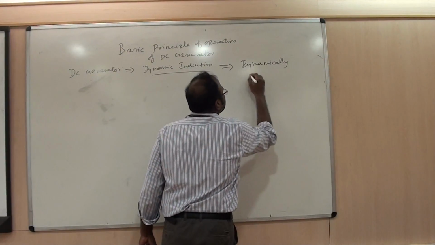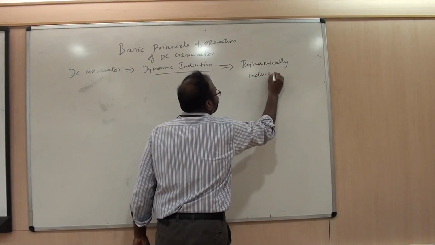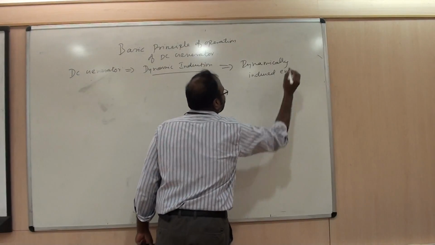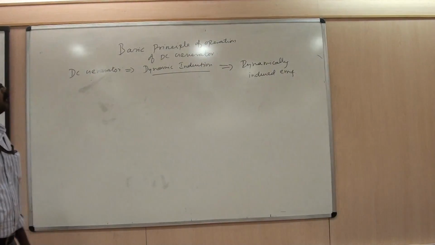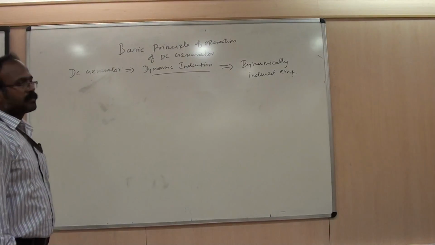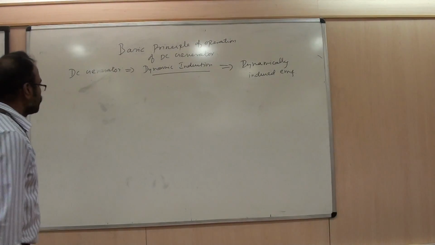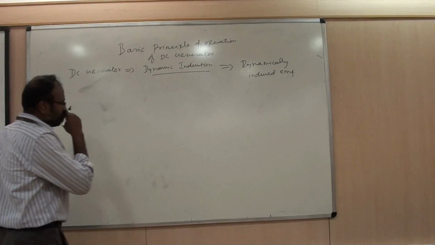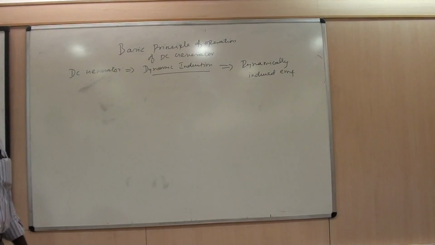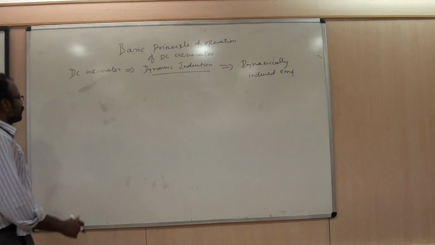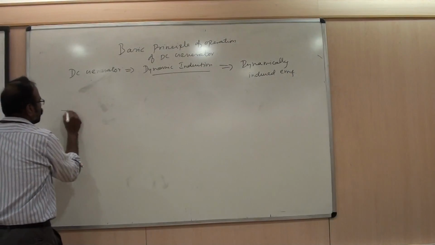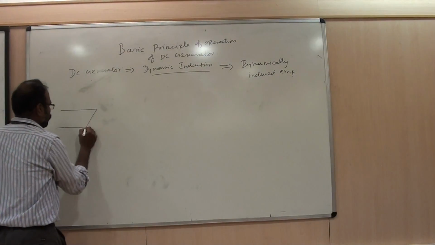It is called dynamically induced EMF. So in order to understand the basic principle of operation of DC generator, let us take a single loop coil with the two permanent magnets. Just with two permanent magnets and one single loop coil, we can understand in a better way the basic principle of operation of DC generator. So let me draw the diagram.